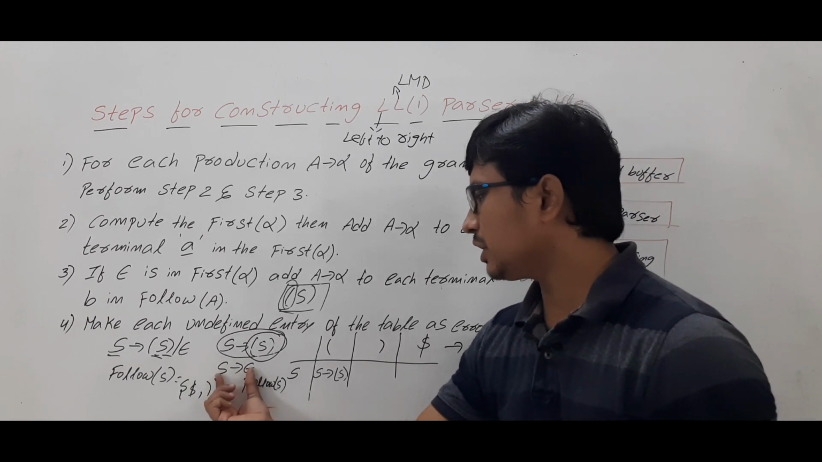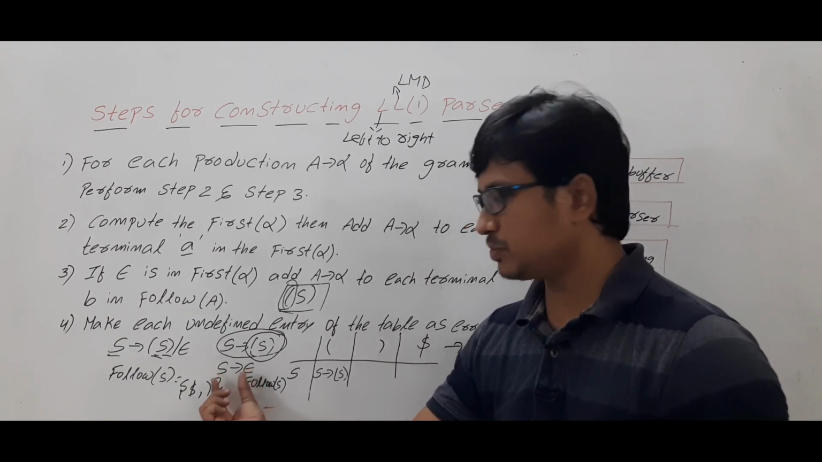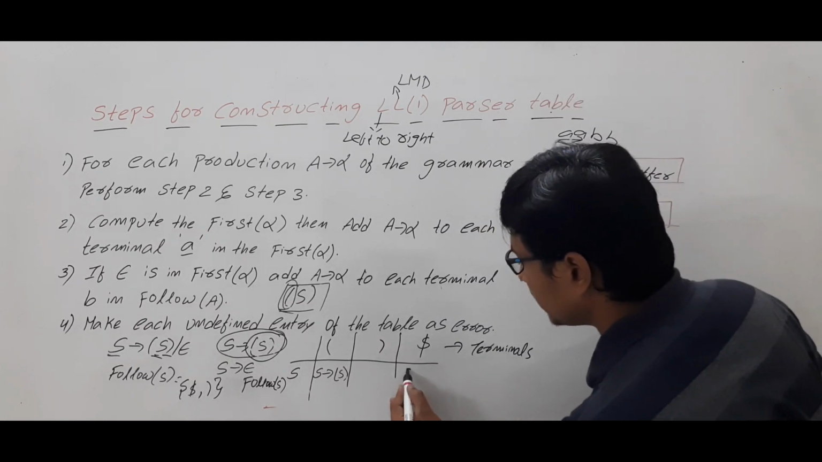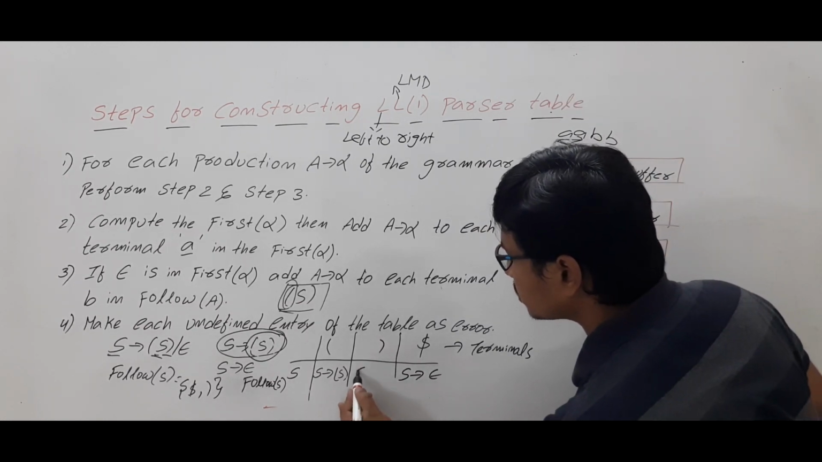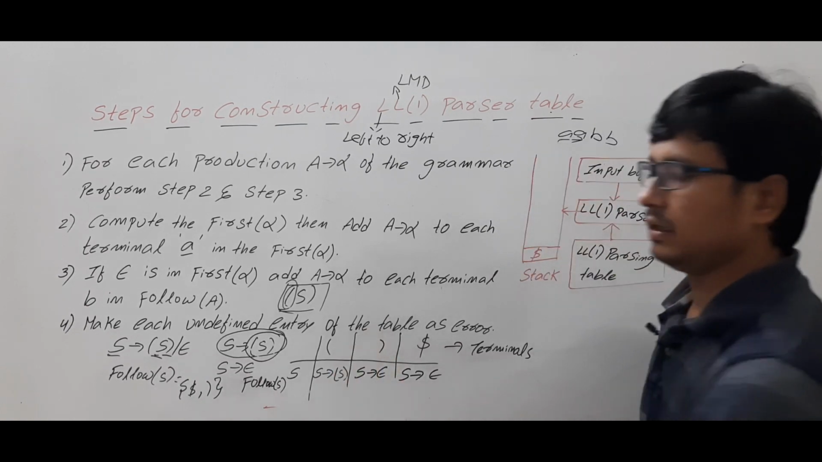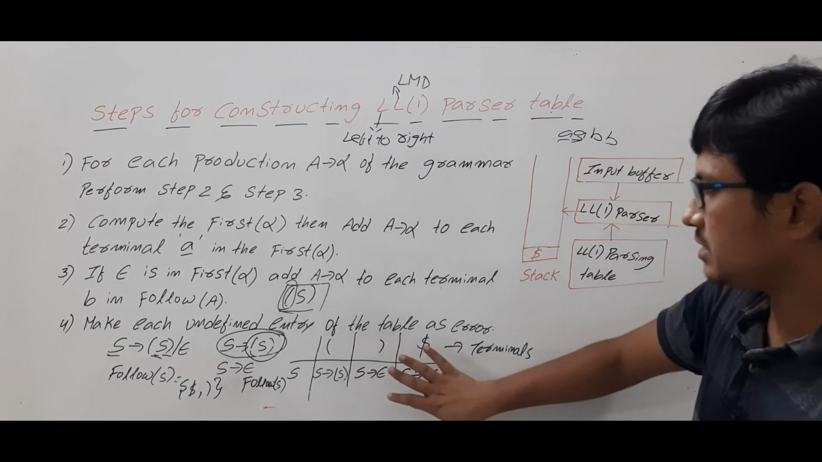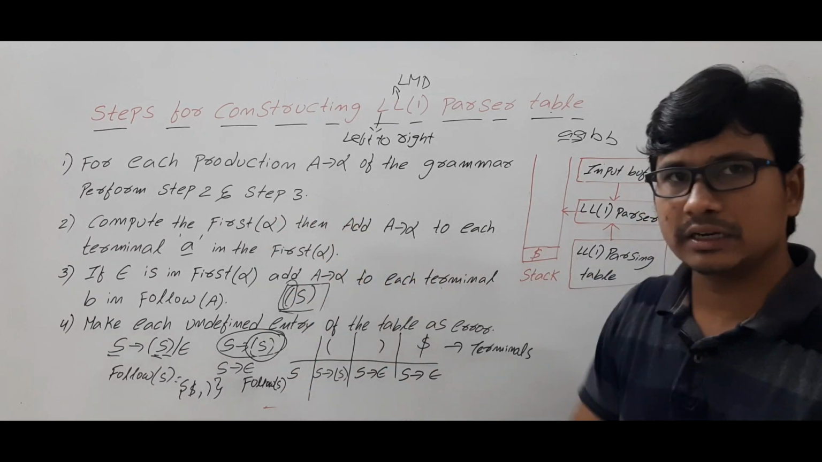So you need to keep S → epsilon in both these places. Okay, so here I am keeping it, here also I am keeping it. Is it clear? Are you able to understand it or not? Now, this is the way we will construct the table.